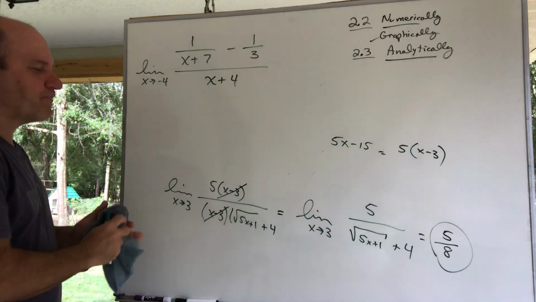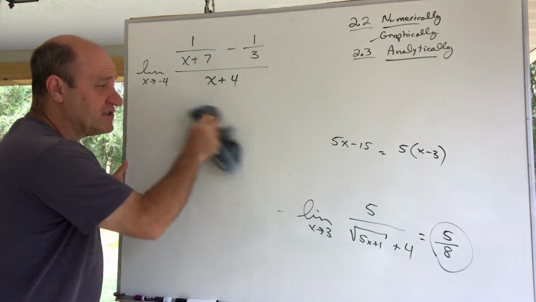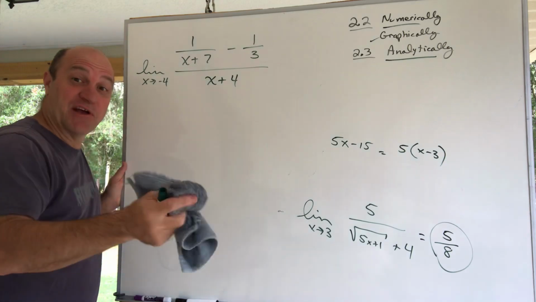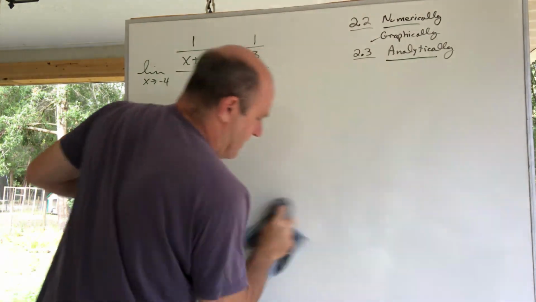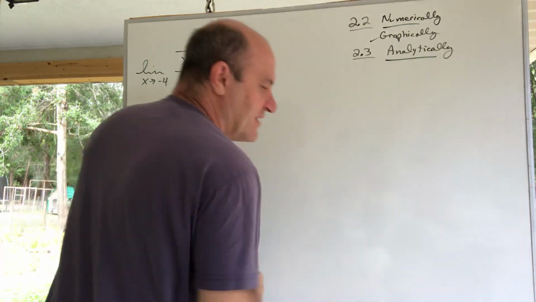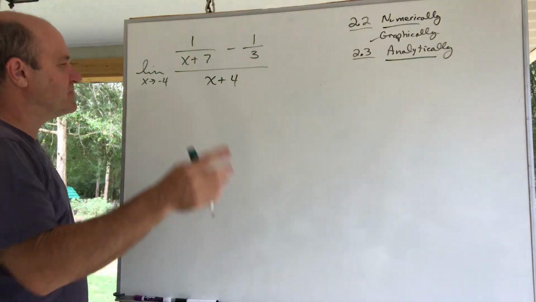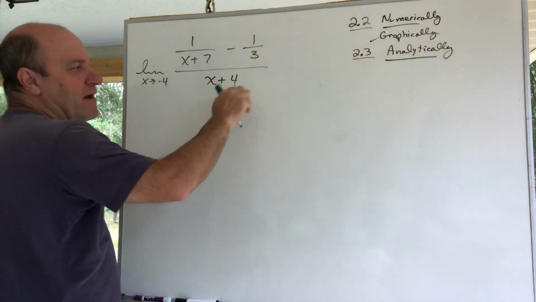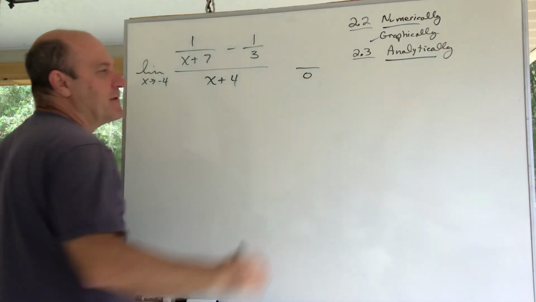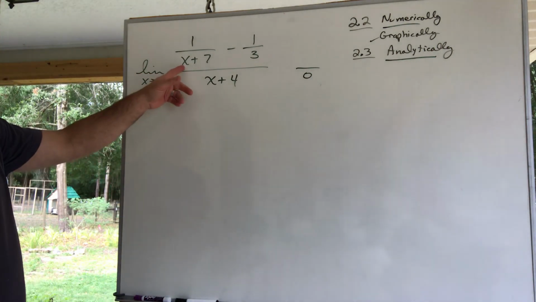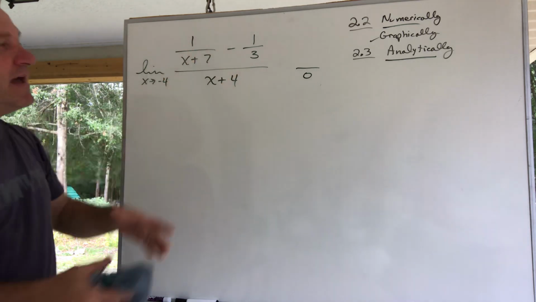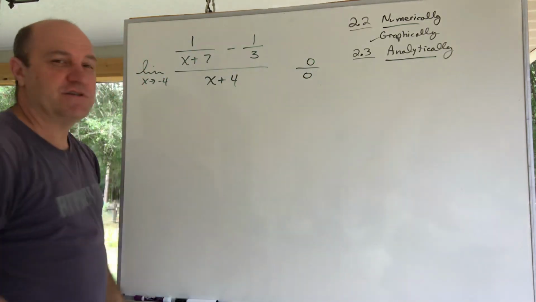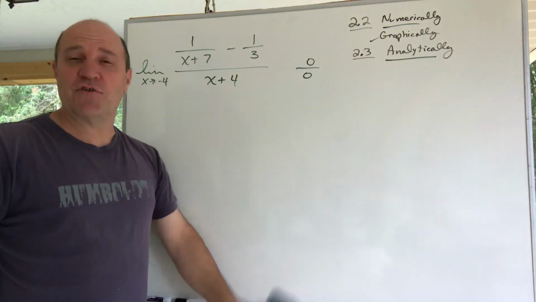So, what's step 1 of doing limits? Plug it in and see what you get. So we got an answer to that last problem. We'll probably get an answer to this. But if I plug it in, right off the bat I see a 0 in the denominator. And plugging in -4 plus 7, that's a 1/3 minus 1/3, I get a 0 in the numerator. 0 over 0 is indeterminate.